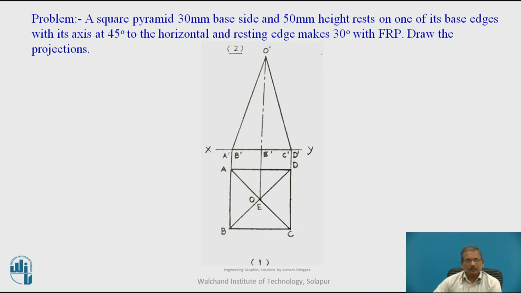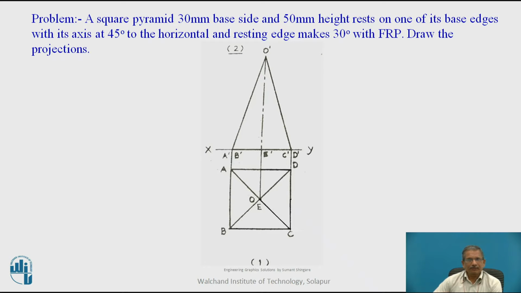So the view will be a square with two base sides perpendicular to the xy line, and two base sides parallel to the xy line. Now as it is resting on the ground, its top view will be a square, and all the corners will be joined to the apex, and its front view will be a triangle with height 50 mm. So if you observe here, we have drawn a square with apex O, and OA, OB, OC and OD we have joined. Of course, E is the center line point on the base.